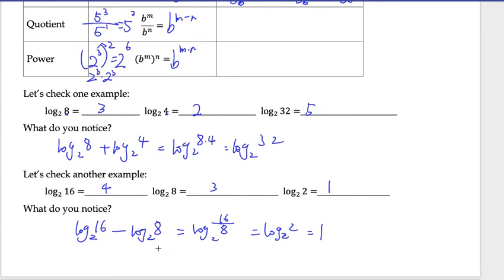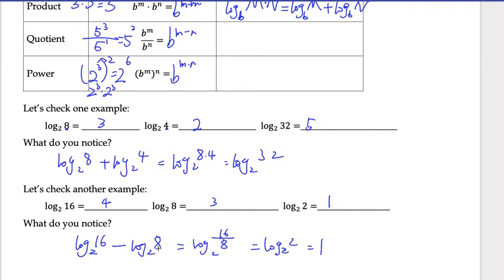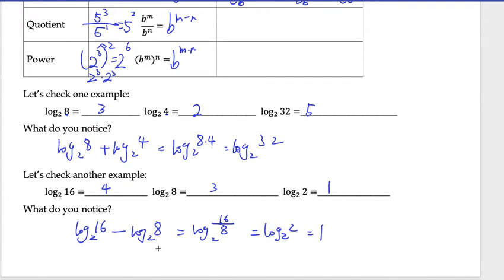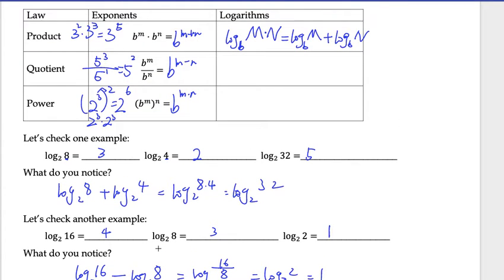So the second one comes from the quotient property. Again, I'm giving you these numbers just to give you an idea of the connection between these two. Later we are going to do more practice to let you get familiar with these properties, okay? This one tells us that if we divide powers, then we can just subtract exponents, subtract logs. So when you divide powers, you subtract exponents, which means you subtract logs.